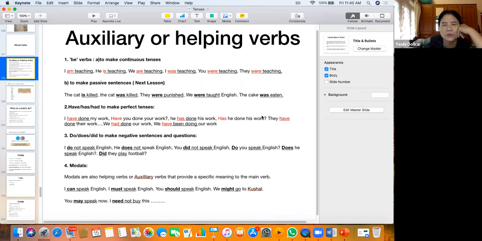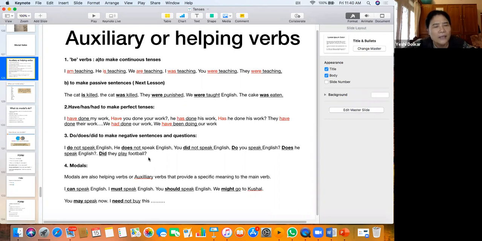All right. Has he done his work? It's a question. They have done. See, have done, has done, had done. So with done, I'm using a helping verb, has. And this makes present perfect, past perfect tenses. Okay, so it's a helping verb.